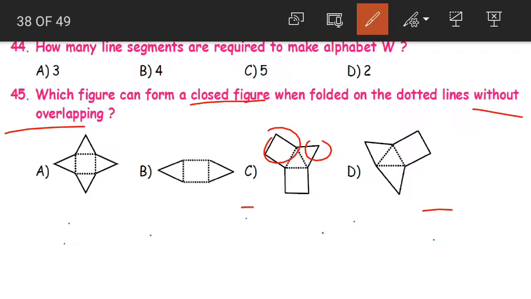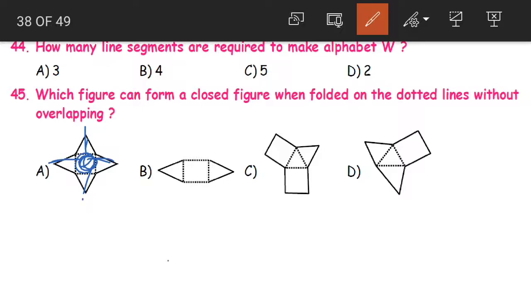Now which of these following 4 options can be done in that way? That would be option A. Understood? When you keep this in the middle and when you lift up all these 4 sides, it will form into a triangle. Okay, it will form in a sort of a pyramid shape. You can cut this pattern on a piece of paper and try folding it.